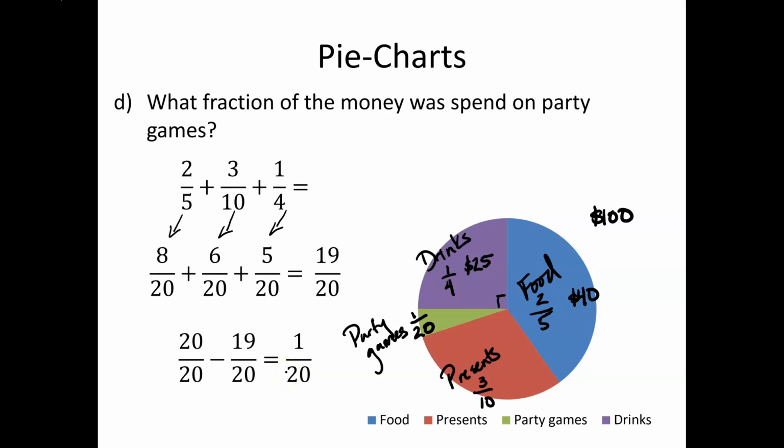Now don't get confused here. Remember, I know I said my whole was $100, but that is my amount. I am working with fractions here, and so I need to use some fraction to be able to figure out what this portion is. And so 20/20 is what equals $100.